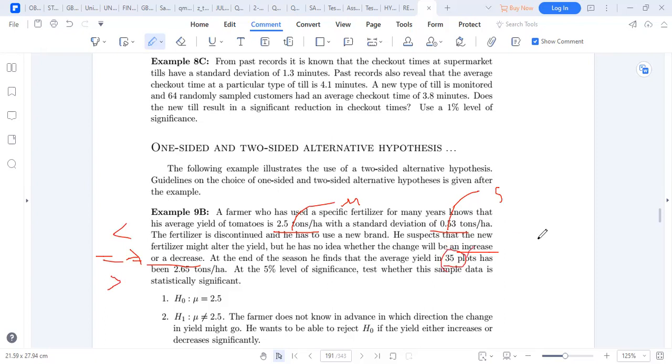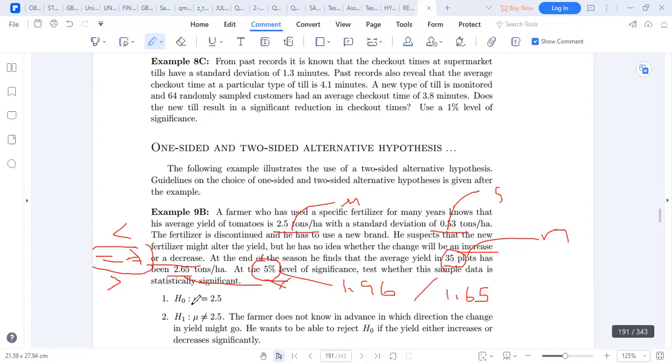At the end of the season, he finds in 35 plots, so this is our n, 35 plots, the average is 2.65. So this is our x bar. Why? Because it was calculated from the 35 plots. Test at what? 5%. So since it's a two-tailed test at 5%, we're going to use what? 1.96. But if we had a hint that this would be a decrease or increase, it would be a single-tailed test. So for a single-tailed test, we would have used what? 1.65.